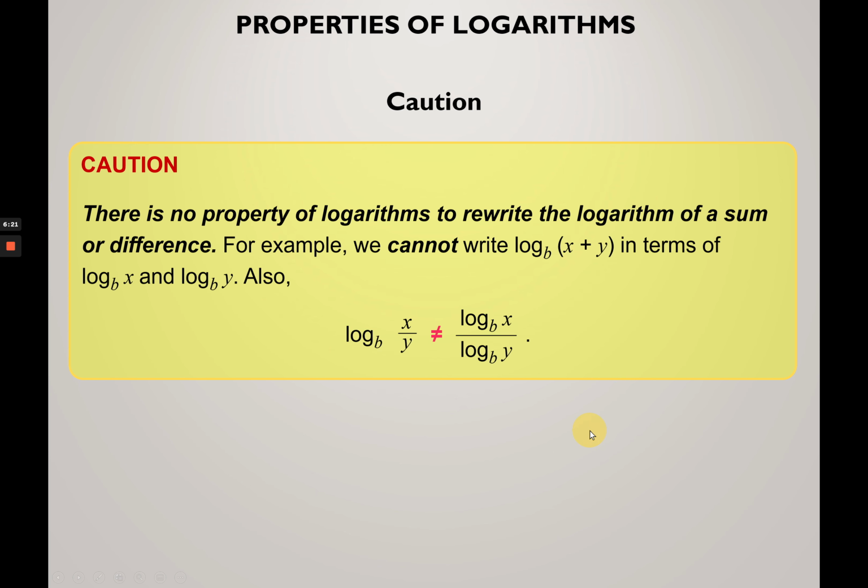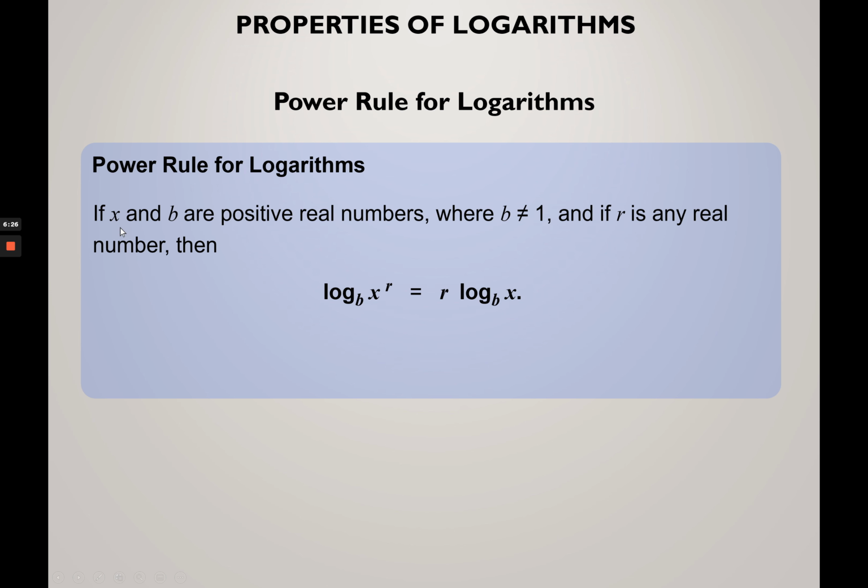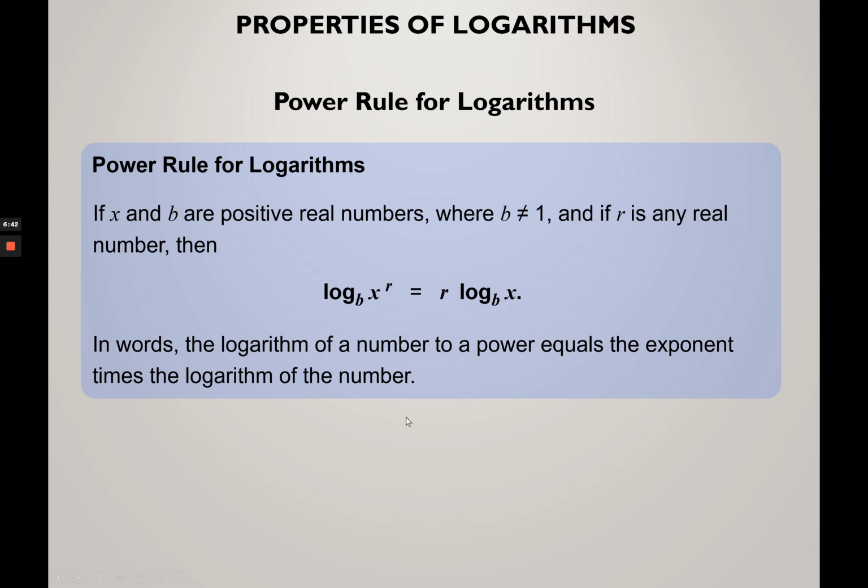We are now on our third and last property of logarithm, which is the power rule. If x and b are positive real numbers where b is not equal to 1, and if r is any real number, then logarithm base b of x raised to r is equal to r times logarithm base b of x. In other words, the logarithm of a number to a power equals the exponent times the logarithm of the number. As a shortcut, the power can be written in front and it will be multiplied to the value of the logarithm. Let's have an example.